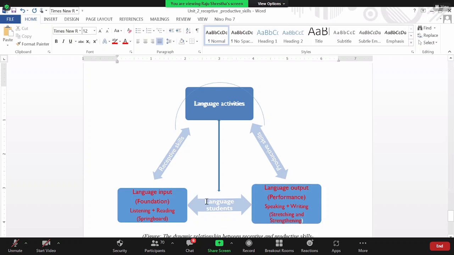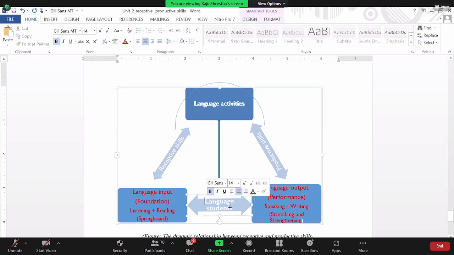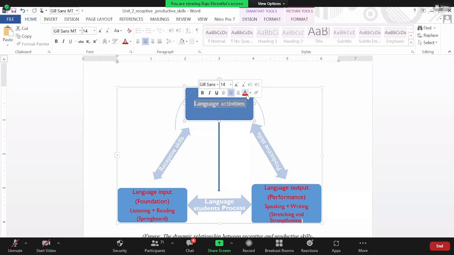And this is the process. Process means students engage in different language activities.